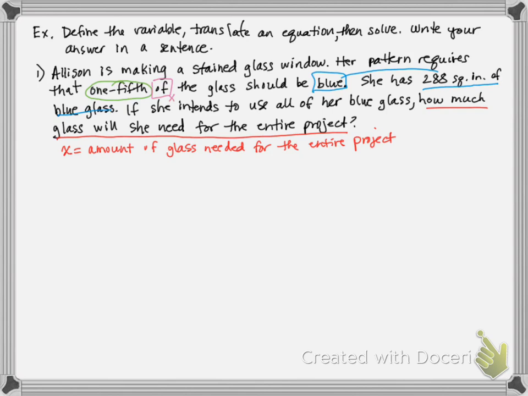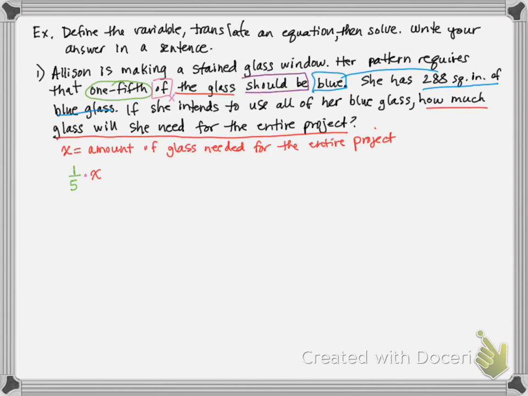So now I think I got enough here to write my equation. So 1/5 of all of the glass. So notice here, the glass. So 1/5 of, so that's going to be multiplying, right? The glass, that's our unknown, should be. Now, this is where things get a little bit strange.